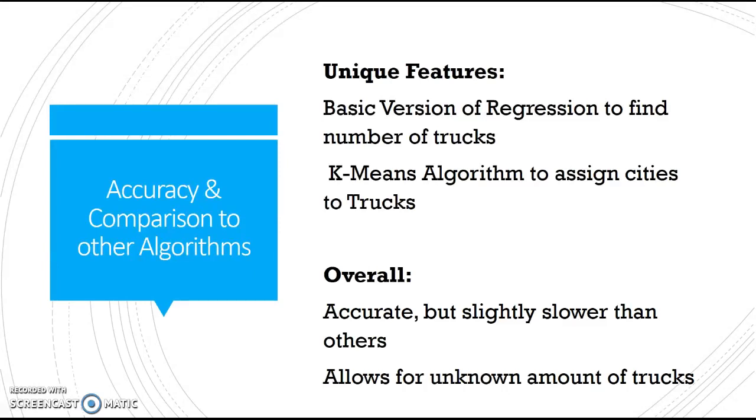Overall, we have a really accurate solution, but it's kind of slow sometimes. Sometimes it runs as quickly as like 50 seconds, but more often than not, it's closer to 200 seconds, and this is much slower than some other algorithms that exist out there. But ours does allow for an unknown amount of trucks instead of having to assign a certain amount of trucks up front, like some of the other k-means algorithms we see.